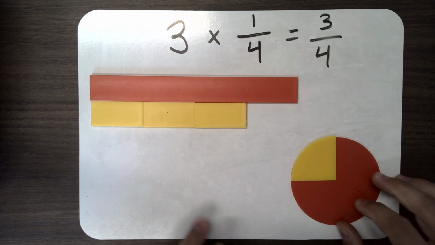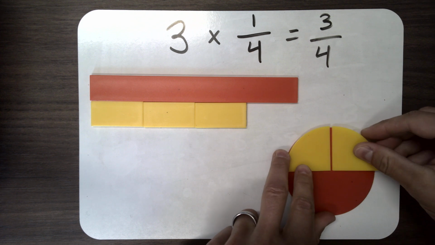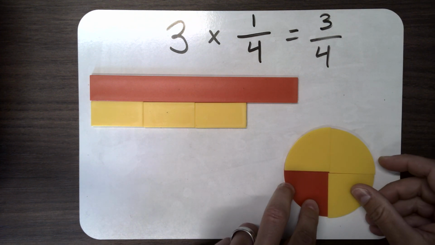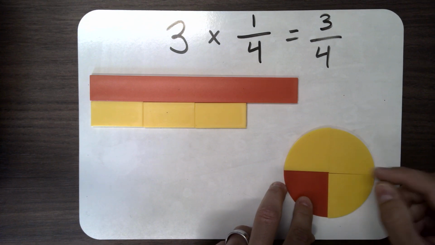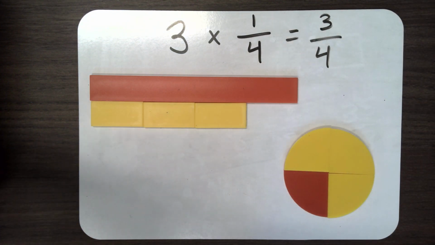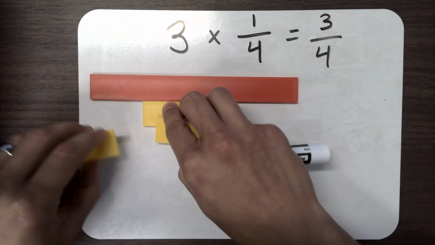And then same type of thinking for our area model down here. So we have 1/4, then we have a second fourth, and we have a third fourth. So we have 3 groups with the size of 1/4 for a total of 3/4. Okay, so that's a concrete model. Now let's look at some representational models.